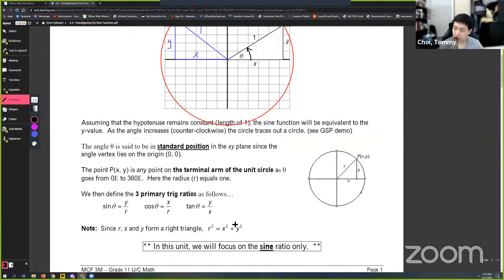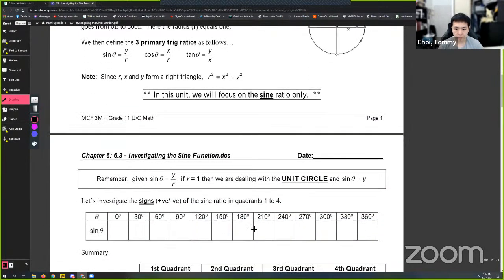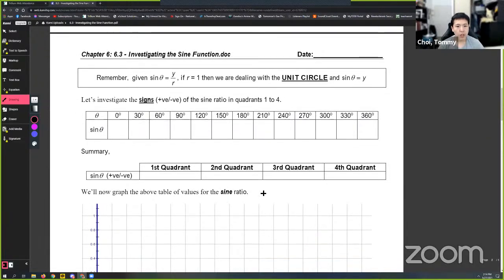So when we graph it, you're going to see that the maximum value that the sine function can have is 1, and the lowest minimum value that the sine function can have is -1. And so in this unit, we're just going to be focusing on the sine function specifically. Okay. So now, let's investigate the signs of the sine ratio from quadrants 1 to 4.